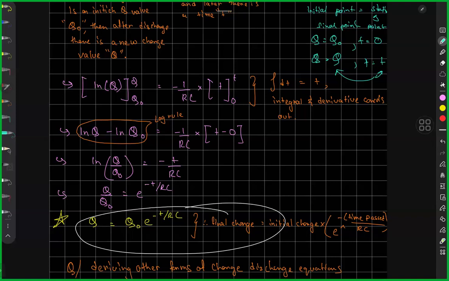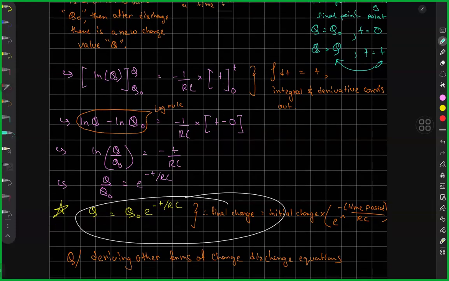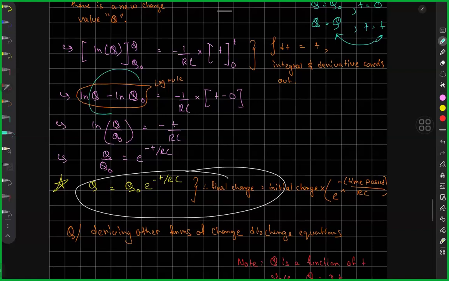So ln Q, upper limit is Q, minus ln of Q naught. That's great. And on the right hand side, I have minus 1 by RC times the final value is T. Initial value is 0, so T minus 0. That's good. Again, I apply the log rule over here. This is from pure math, can't help you there. I mean, just believe me that this is how things work.